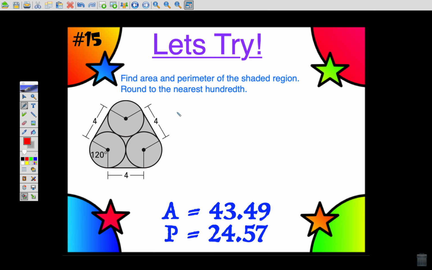And the last one, area and perimeter of something like this. Again, just with minimal help. If I drew in this part, area would be 3 rectangles, 1 triangle, and 3 sectors. Perimeter would be 4 and 4 and 4 plus this arc plus this arc plus this arc.